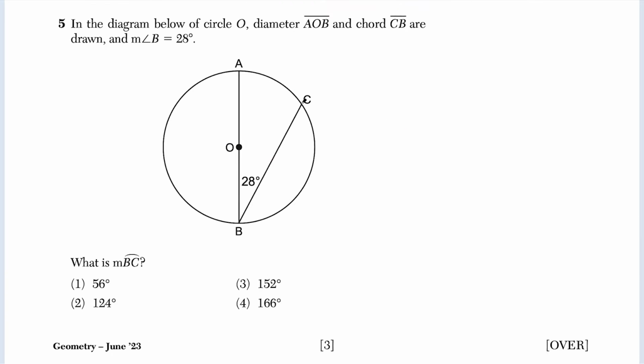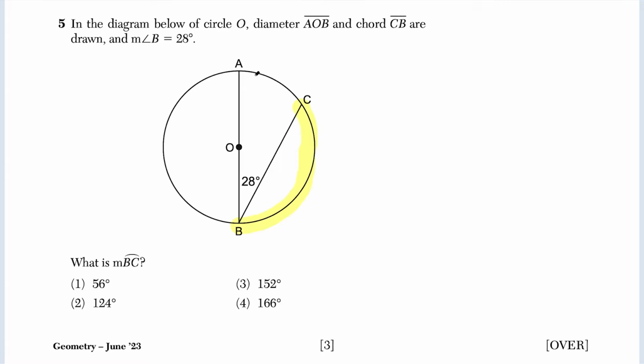Question 5, we have a diagram of circle O. AOB is a diameter, and chord CB is drawn to form angle B. And notice that angle B is an inscribed angle because the vertex is on the circle, and the measure of the angle is 28 degrees. But we want to find what is the measure of arc BC. So we want to find the measure of this. So this one is a nice question here, and it's a two-step question.